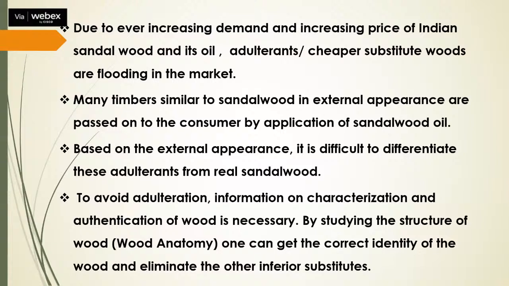Based on the external appearance, it is difficult to differentiate these adulterants from real sandalwood, because each wood will have a different wood structure. In the case of sandalwood, you have already seen what the structure is. To avoid adulteration, information on characterization and authentication of wood is necessary. By studying the internal structure of wood, that is called wood anatomy, one can get the correct identity of the wood and eliminate the other inferior substitutes.